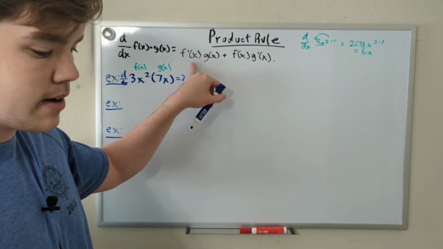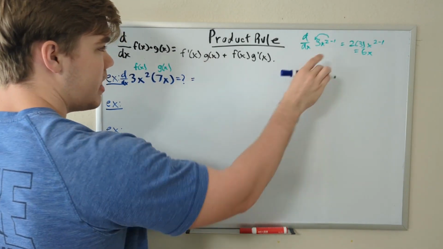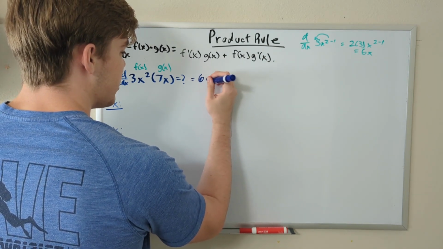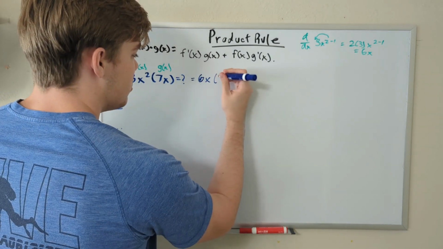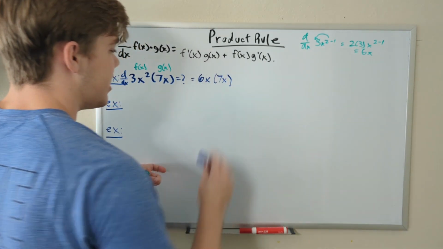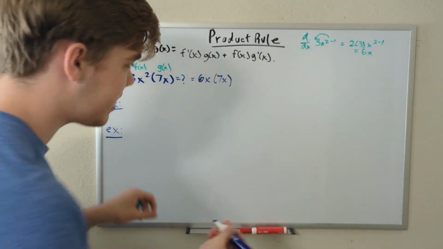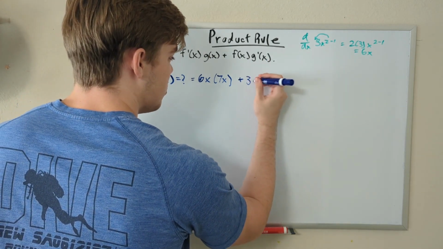So now we know what f prime is. Let's write that here. So our f prime is just 6x, and then multiplying that by g of x, which is just 7x. So the first half of our equation is 6x times 7x. Now we have to add f of x times g prime of x. So let's add f of x, which is 3x squared.